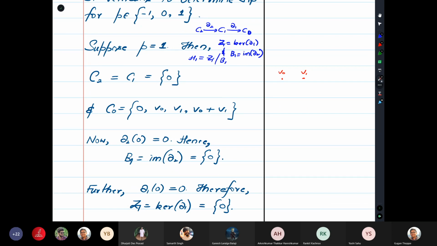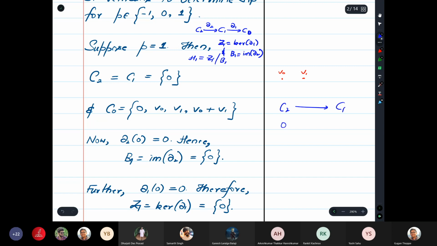All right, so now let's compute Z1 and B1. So the first thing we do is we compute B1. So what is B1? It's the image of del 2. Now let's see what is del 2. Del 2 is the boundary operator that goes from C2 to C1.